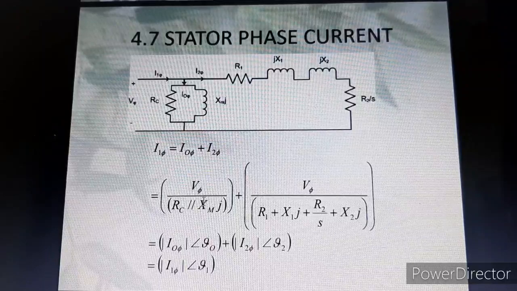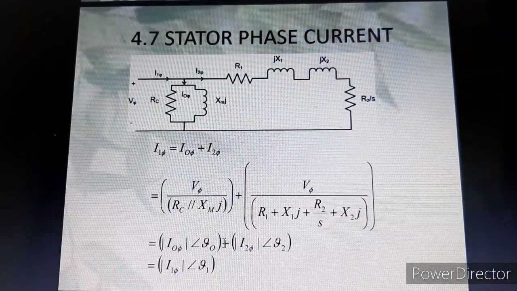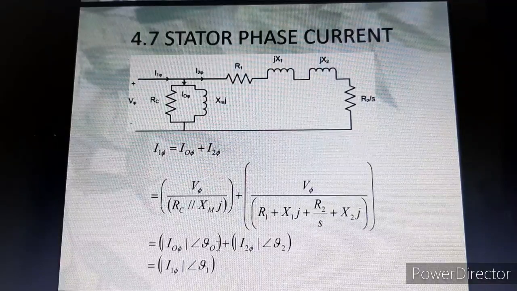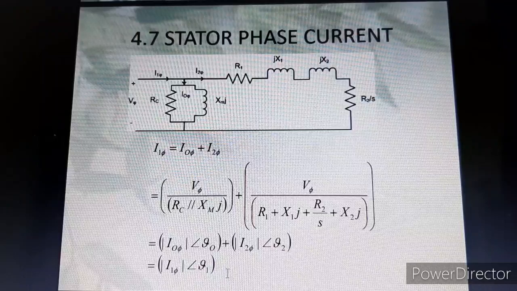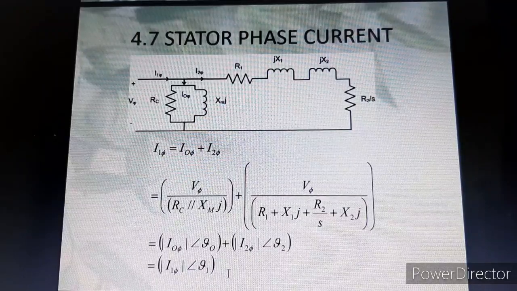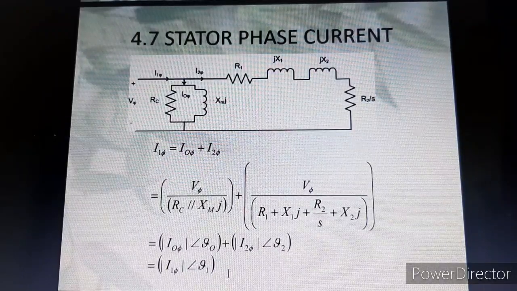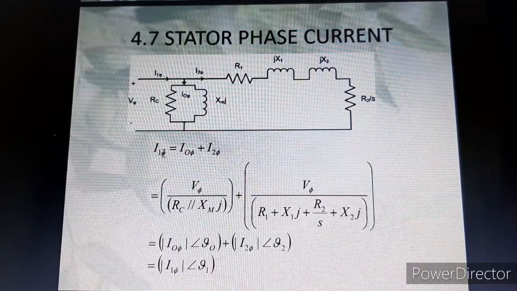Write down your answer in polar form: I0 phase with its angle, I2 phase with its angle, and finally you'll get I1 phase with the respective angle. So this is the phase value.